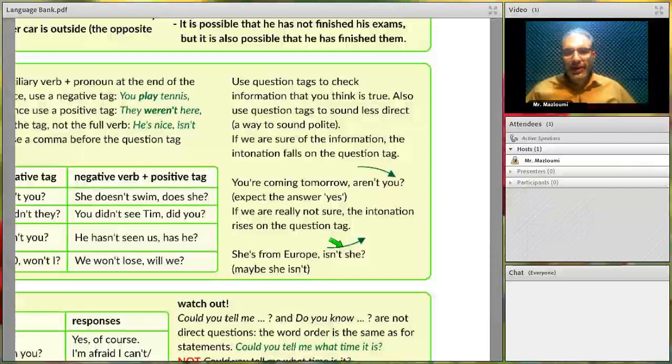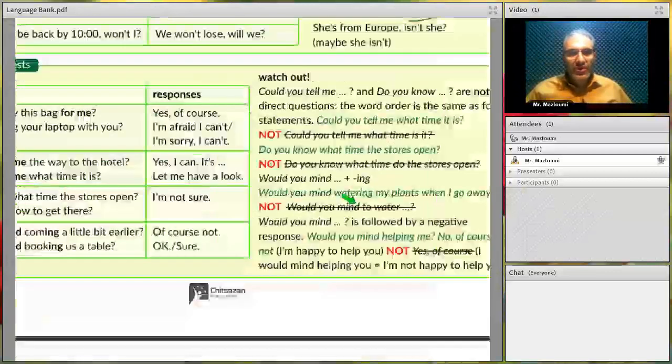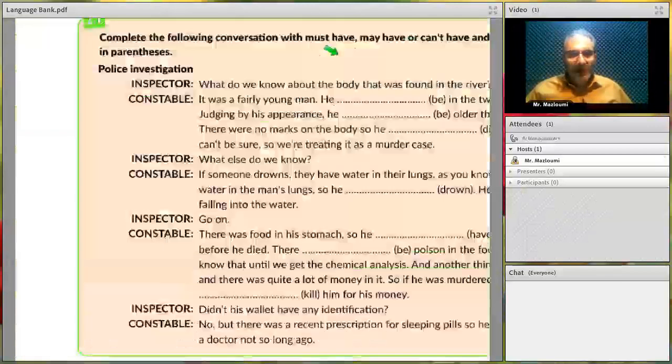You're coming tomorrow, aren't you? We know the answer, we know the person is coming, so we use falling intonation. We expect the answer yes. If we are really not sure, the intonation rises on the question tag. So it means this is a real question. She's from Europe, isn't she? I'm not sure, so I'm asking a real question because I used rising intonation.